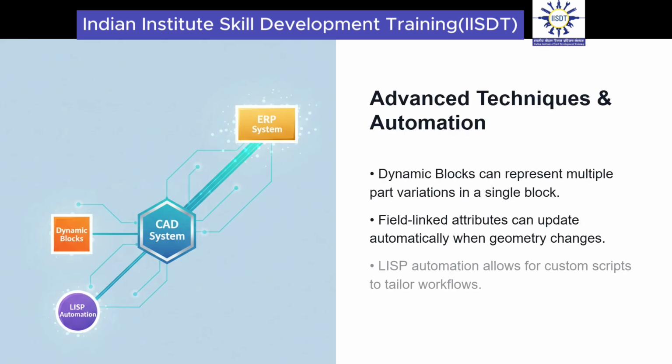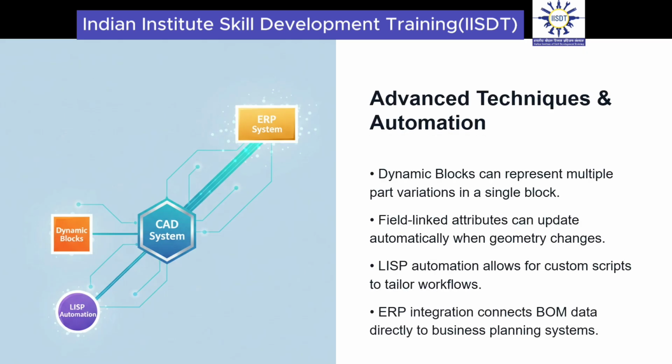Once you have mastered the fundamentals, you can explore several advanced techniques to further enhance your BOM workflows. First, consider dynamic blocks. These are super blocks that can be configured with different states or parameters. For example, you could have a single bolt block that through a simple drop-down menu can be changed to different lengths or diameters with all its associated attributes updating automatically. This dramatically simplifies your block library.